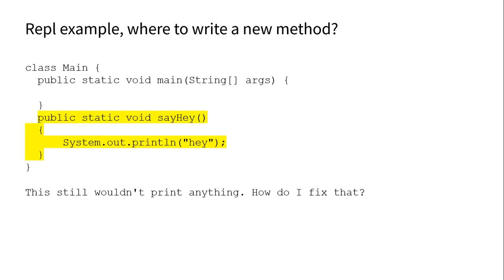Now, here I wrote the method, public static void say hey, and it prints out hey. This still wouldn't print anything. Anybody want to tell me how we could make it actually run the method? Hold that thought.